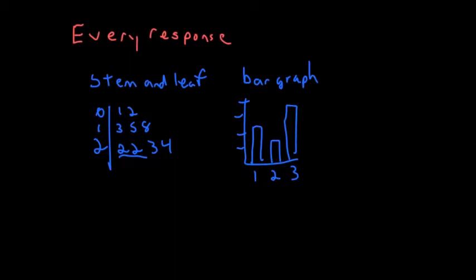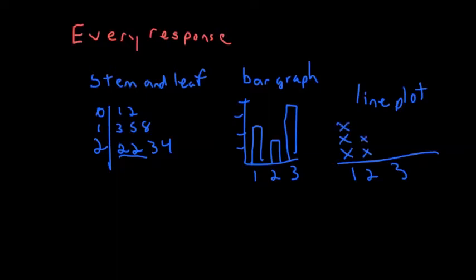Alright, some other graphs would be a line plot. A line plot is a lot like a bar graph. So again, we have the numbers 1, 2, 3. So 3 people picked 1, 2 people picked 2, and 4 people picked 3. So it'll show you that your mode is 3. You can also find your median based on that.